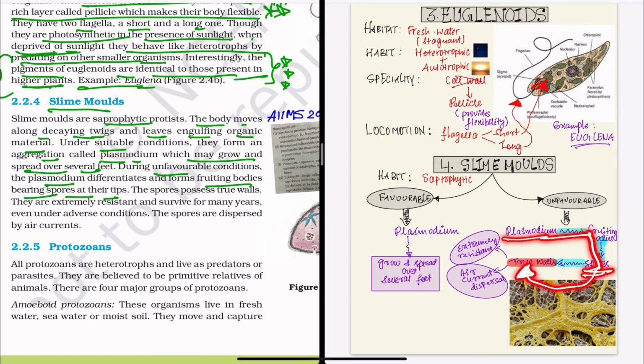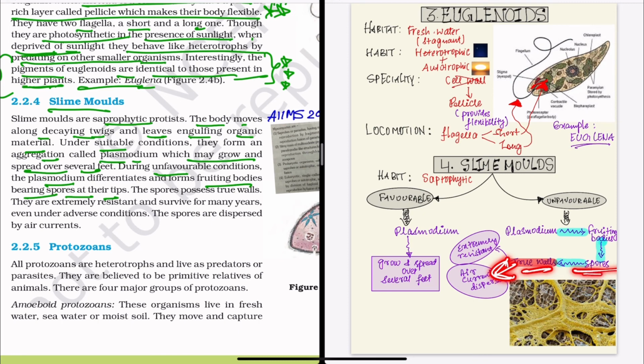and that's why they are extremely resistant. This thing is very important. These spores bear true walls, and these true walls are so strong that they make these spores extremely resistant, and they help in air current dispersal. These spores disperse by air current.